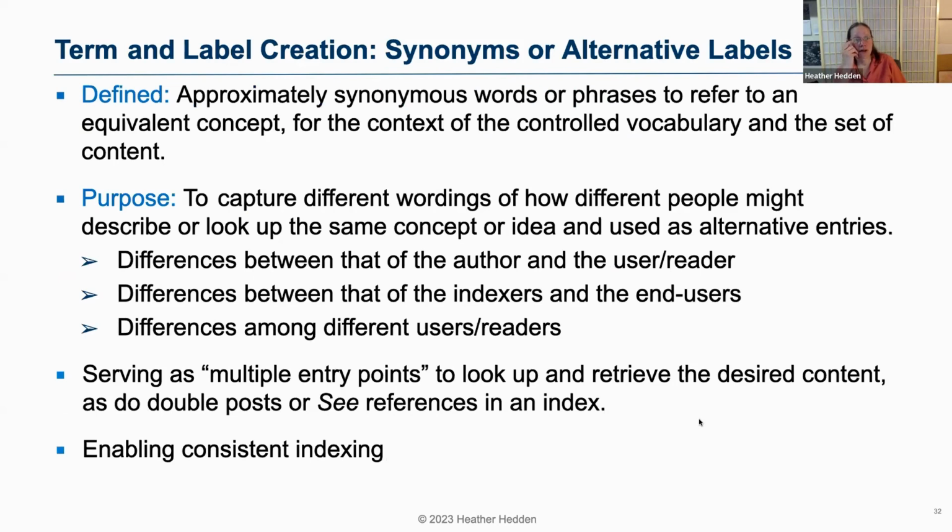All right, so I referred to synonyms and alternative labels. These are approximately synonymous words or phrases to refer to an equivalent concept, but it's for the context of the controlled vocabulary or taxonomy and the set of content. Again, this is the customized thing. So what works as a synonym or alternative label in one taxonomy for one use might not suffice in another for a different use. And the idea is to capture different wording of how different people might look up the same concept. So different people, that could be the difference between the author who wrote it and the user or the reader, or between those who are doing the indexing and tagging and the end users, or even just different end users who would call the same thing differently.